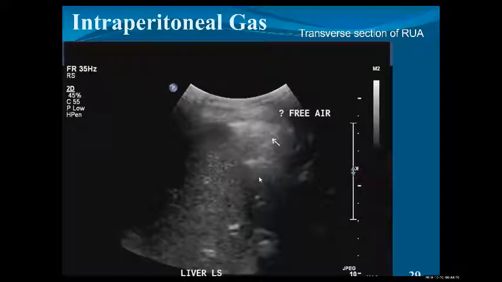This is supposed to be air, free air. I don't see it very clearly, but it's not from my own images, it's from YouTube.